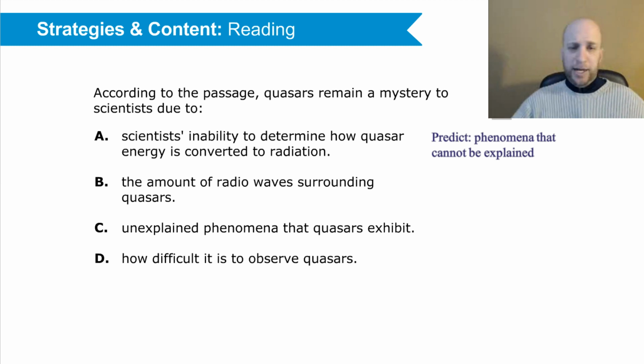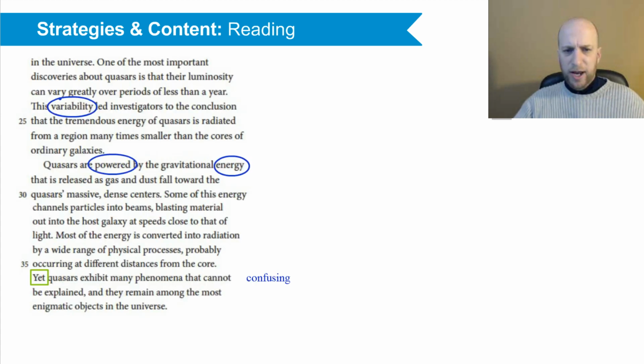According to the passage tells us that, but we don't have any line numbers. This is where it's essential to think back to our map. Now, where were they talking about a mystery? Oh yeah, right, that was the phenomena that cannot be explained, right? We were just looking at that right over here. Enigma meant confusing, right? Means you couldn't quite figure it out.